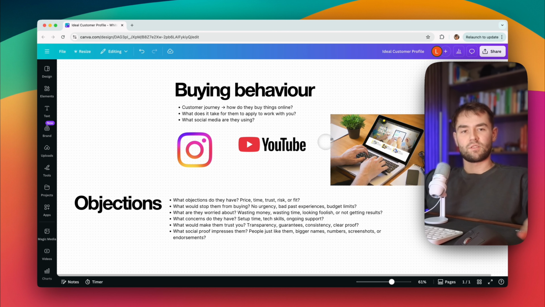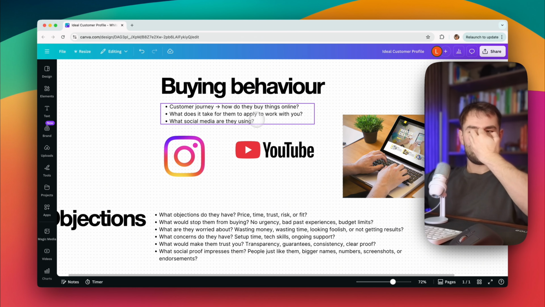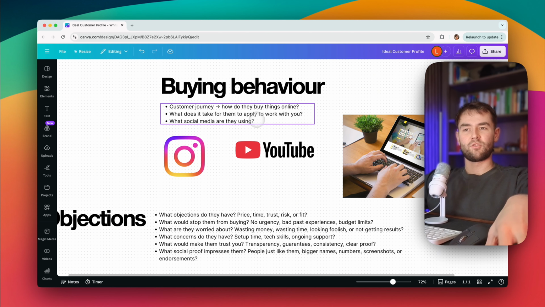Buying similar products to the ones that you sell. How do you do it? That's often the best way to do it. Or speak to your customers. Ask them, how did you get here? How did you decide to work with me? What does it take for them to apply to work with you? Again, what needs to be true for them to take that step and actually fill out an application or book in a call or ask for a quote from you or something like that?